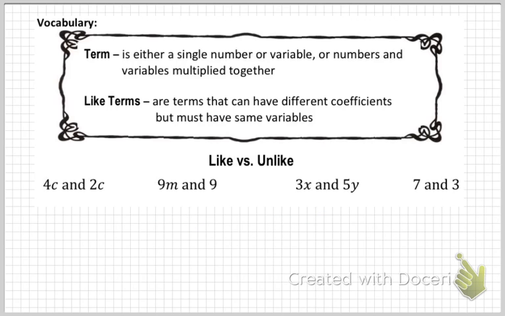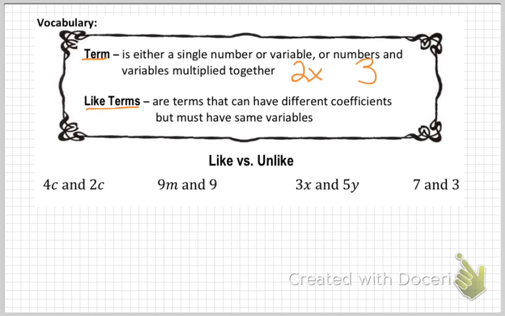So, before we get started, I want to review a couple of vocabulary words that we're going to need for the lesson. Those two words are term and like terms. So term, you might have heard it already. It is either a single number or variable, or a number and a variable that are multiplied together, like 2x. These two are multiplied together. That is called a term. A number by itself is also referred to as a term.